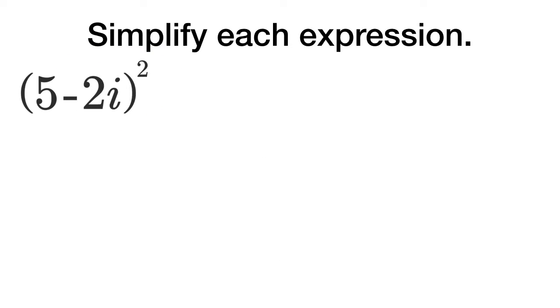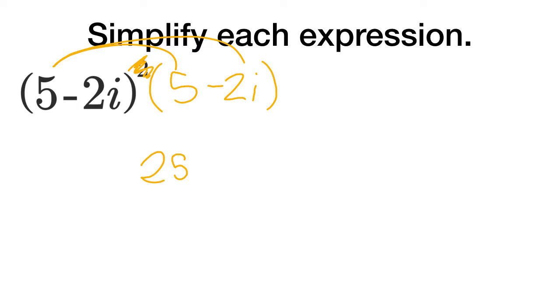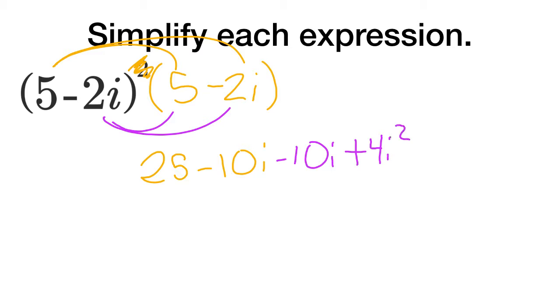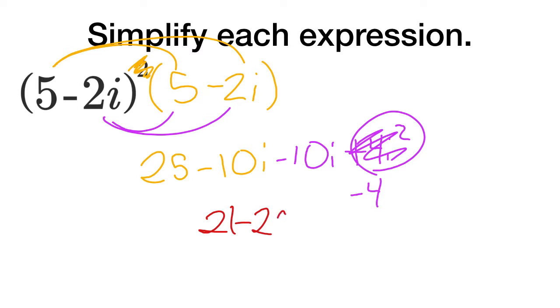Now let's do this one. Remember, when we square, we're multiplying it by itself. So 5 times 5 is 25. 5 times negative 2 is minus 10i. As we just said, 5 times negative 2 is minus 10i. And plus 4i squared. Remember, this becomes minus 4. So 25 minus 4 is 21, minus 20i.